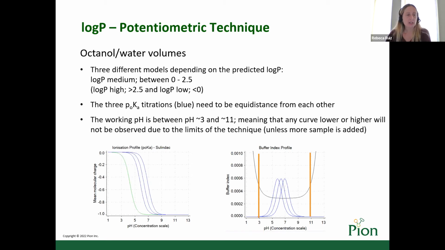As is shown in the ionization graph here on the left, the three pKa titrations need to be equidistant, so the same distance between them. These titrations are the pKa curves, meaning that it is the pKa determined in the presence of octanol. Moreover, because the pKa can shift differently from one titration to another, we need to check the buffer index profile of the sample for the three titrations. And it needs to be between pH 3 and 11, more or less, as is shown in this graph.